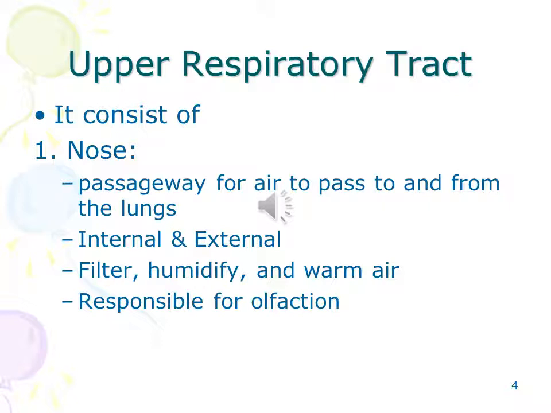The upper respiratory tract consists first of the nose, which is a passageway for air to pass to and from the lungs. It has internal and external parts. The details regarding the anatomy and physiology were already discussed in the anatomy course. The main function is to filter, humidify, and warm air, and also, through the olfactory nerve, the nose is responsible for olfaction.